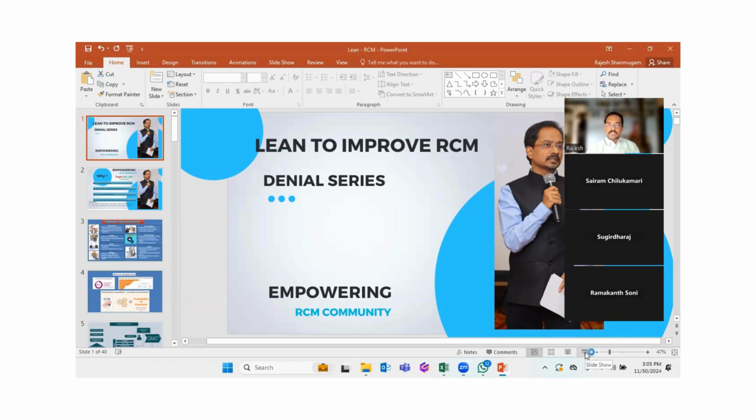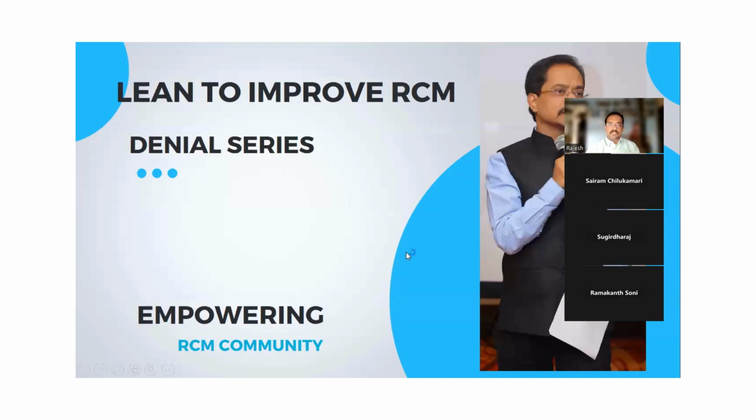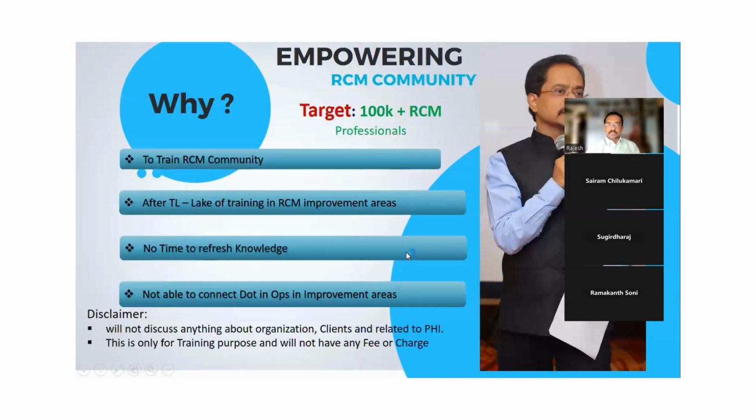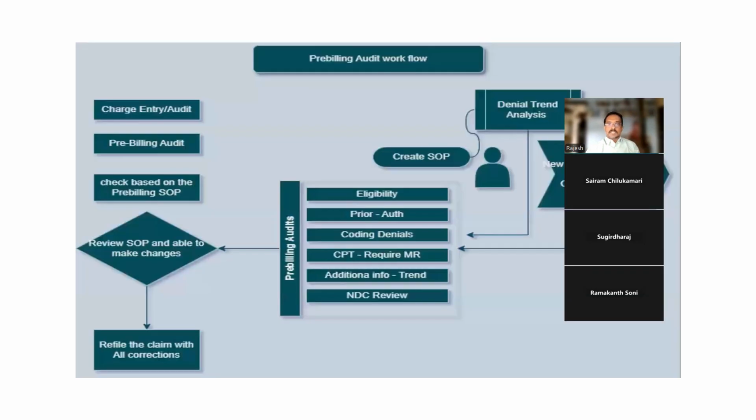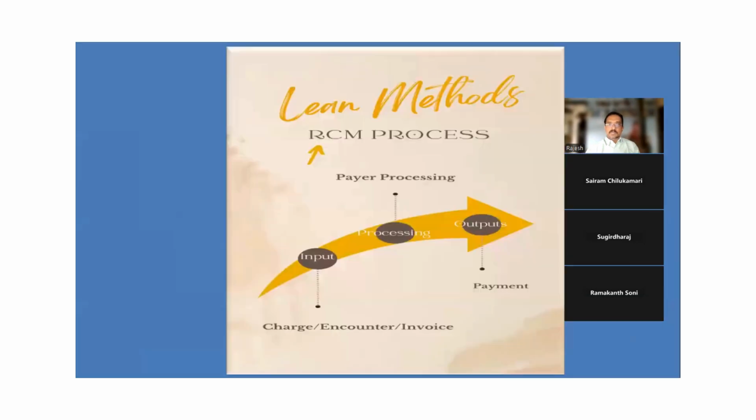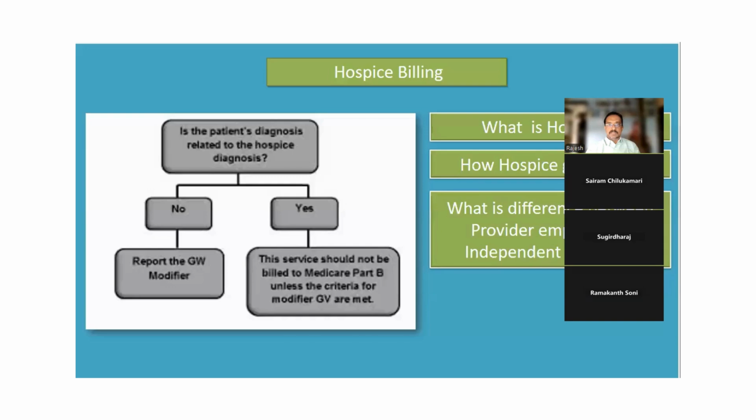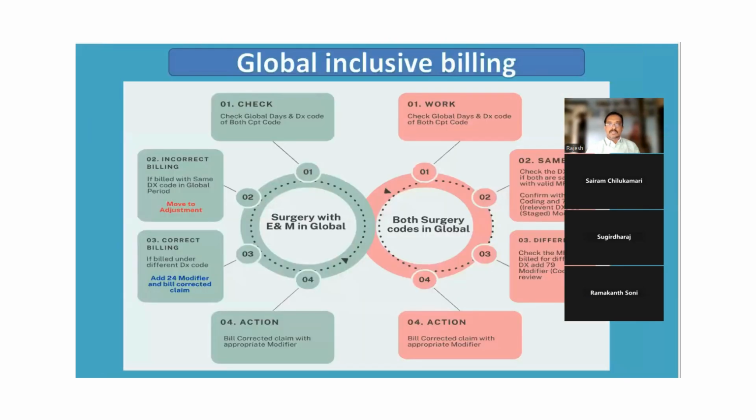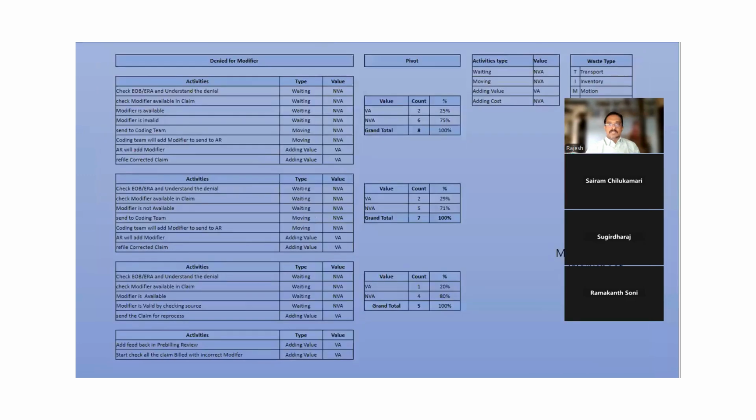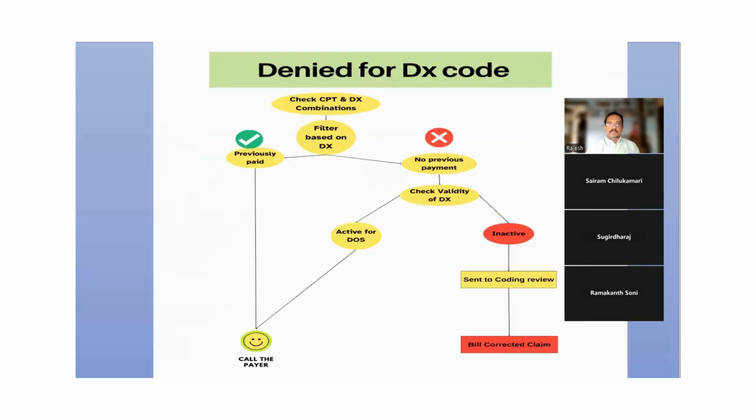So we are going to see what lean is and how we can use lean in your RCM denial methodology. That's what we are covering today, and that's our target. We discussed the seven wastes in the RCM process and how we can improve on them in the previous training sessions. Today, our topic is how we are going to reduce diagnosis-related denials.